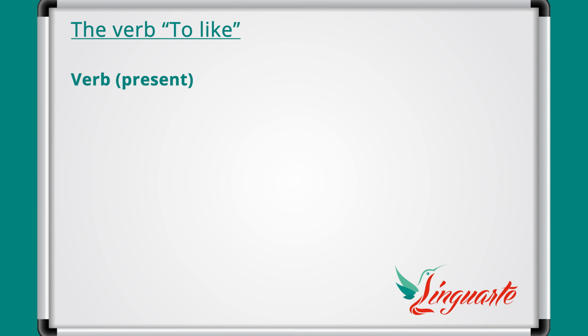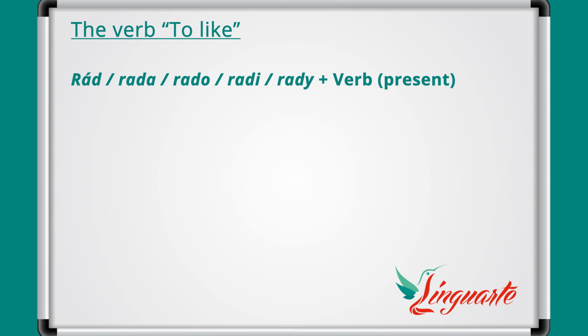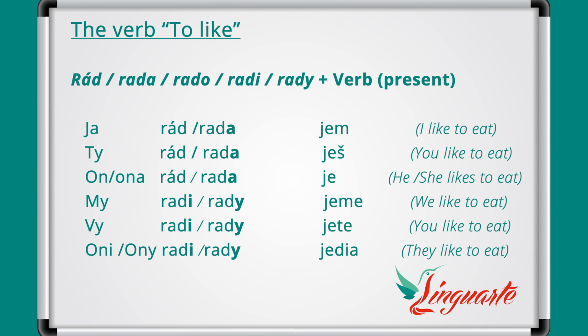The second form is used if we want to put a verb after. In this case, we use the verb in present tense regularly, but in the middle we put the article rád if a male is speaking, rada if it's a woman, rado for neutral, and radí for plural. In my case, to say I like to eat, I say ja rada jem. As you can see, the verb is in the ja form, jem. Ja rada plus conjugated verb according to the person.